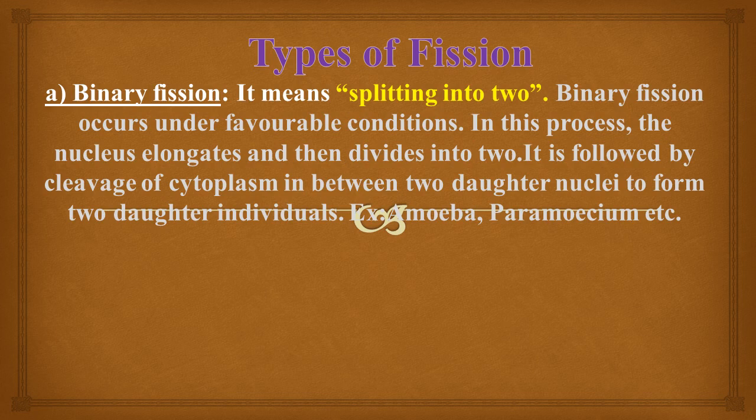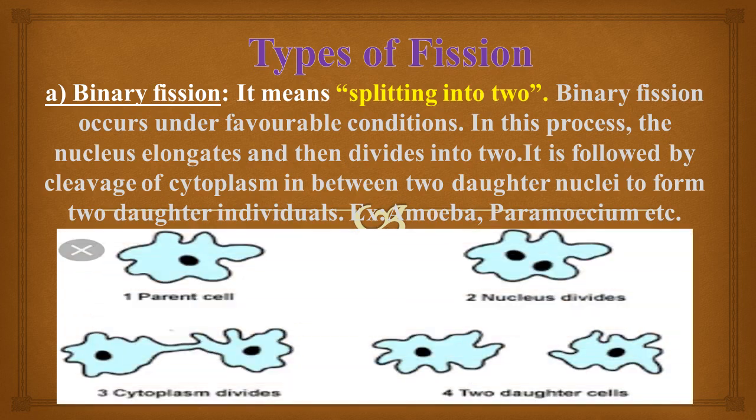You can see the picture now, which shows binary fission that can take place in amoeba and paramecium. Let us look at the diagram of reproduction in amoeba. The first one is the parental cell. Second, we can see the division of the nucleus. After the nuclear division and elongation, a constriction takes place in the cytoplasm. Finally, it results in two daughter cells.